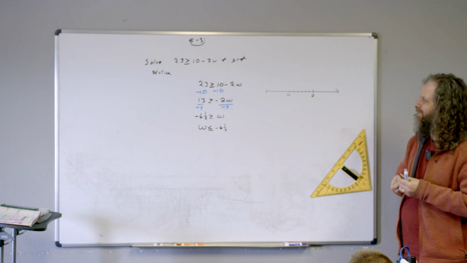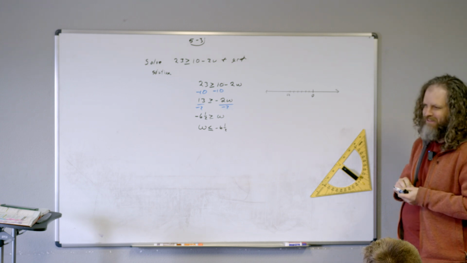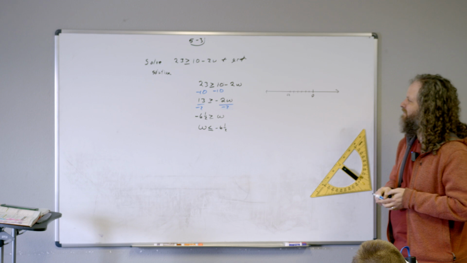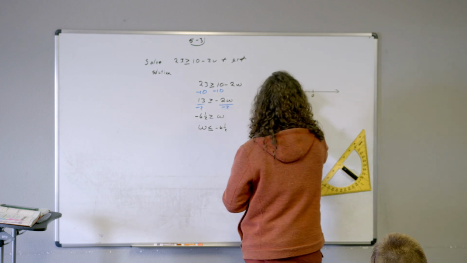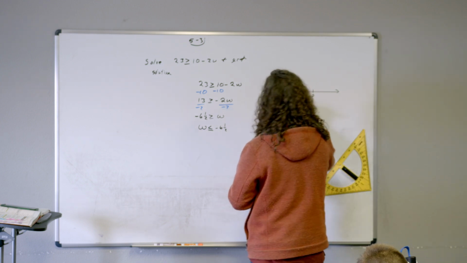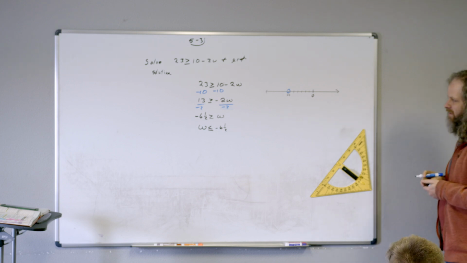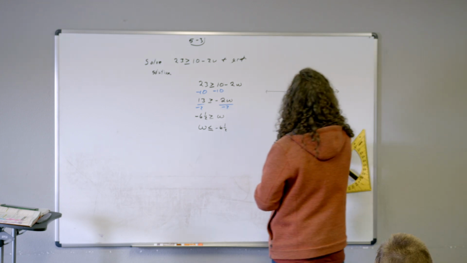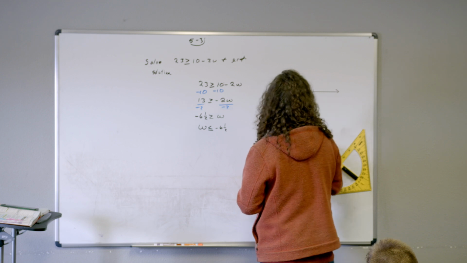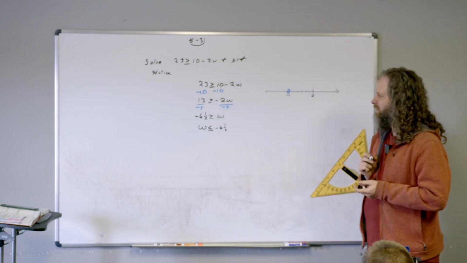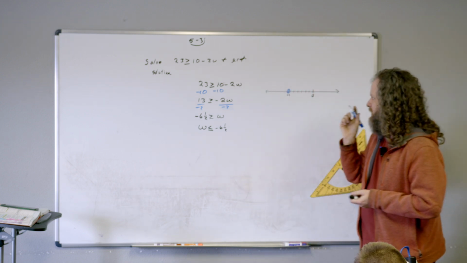Nope. There's something you're missing. Yeah. Is it filled in or open? Filled in. It's a filled in circle. How do we know? What are we looking for? Because it's less than or equal to. Yeah, because it's equal to. So it's a filled in circle. Then what? An arrow to the left. Yeah, then we're shading to the left.